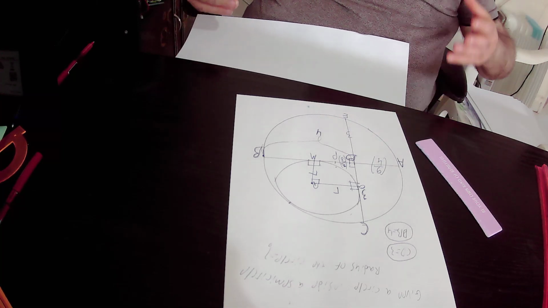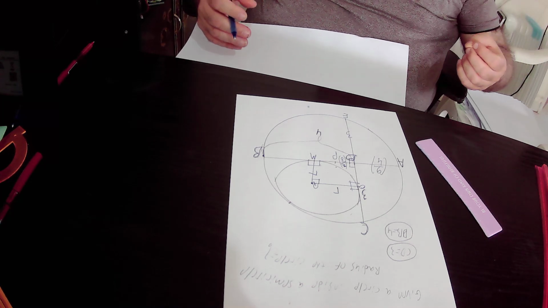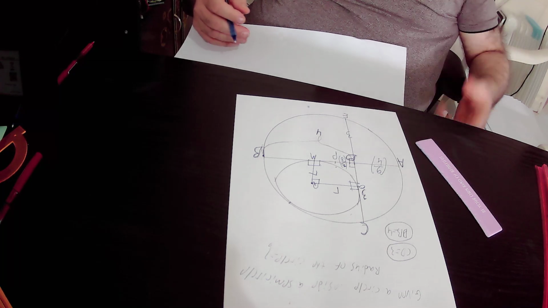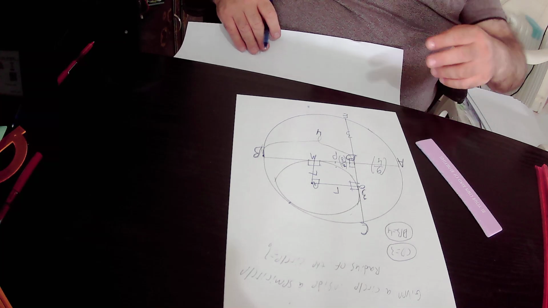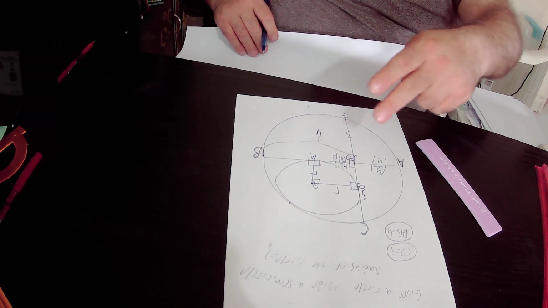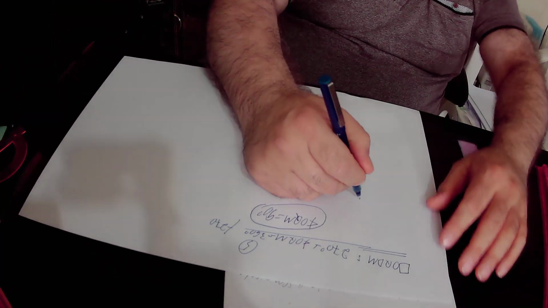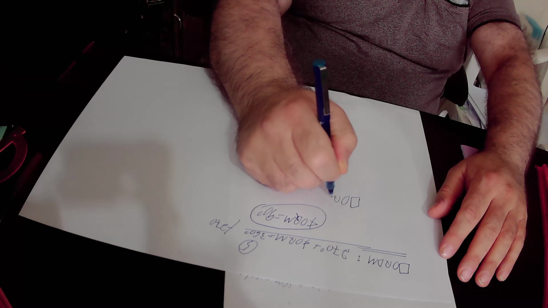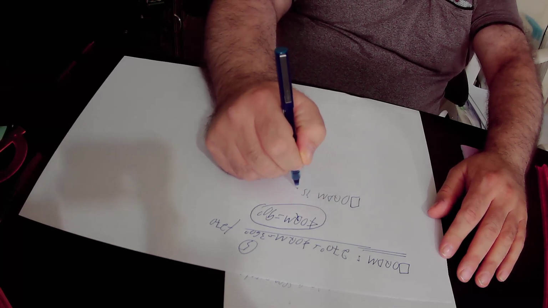And because in quadrilateral OQDM we have 4 right angles, it means that quadrilateral OQDM must be at least a rectangle. So we'll treat quadrilateral OQDM as a rectangle. So I'll write it down. Quadrilateral OQDM is a rectangle.